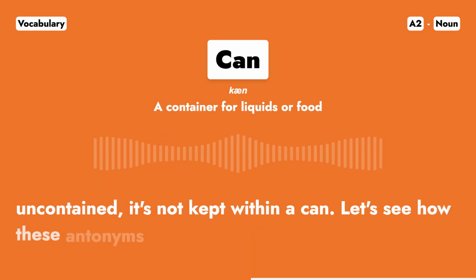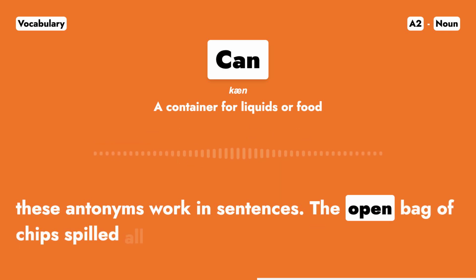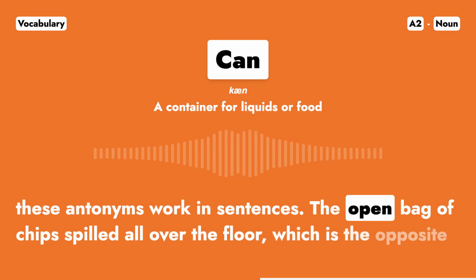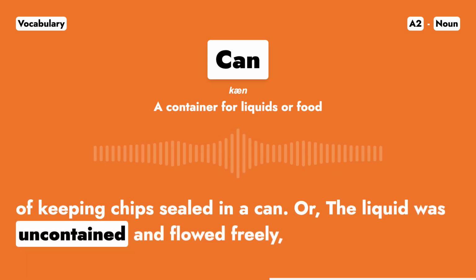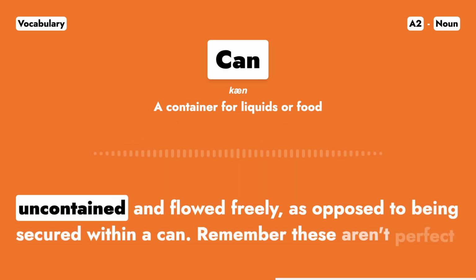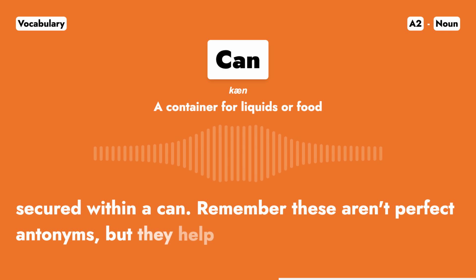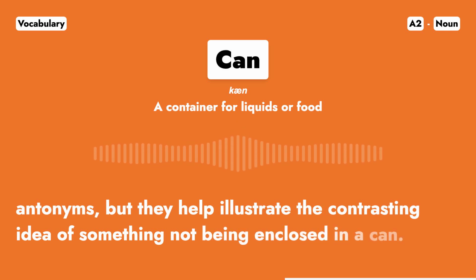Let's see how these antonyms work in sentences. The open bag of chips spilled all over the floor, which is the opposite of keeping chips sealed in a can. Or, the liquid was uncontained and flowed freely, as opposed to being secured within a can. Remember, these aren't perfect antonyms, but they help illustrate the contrasting idea of something not being enclosed in a can.